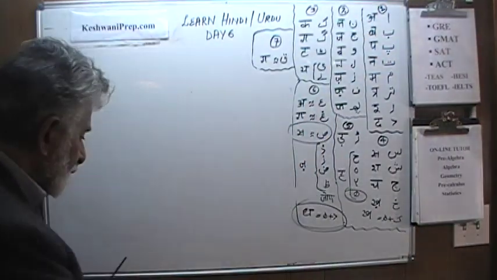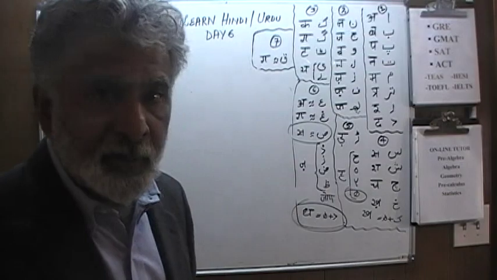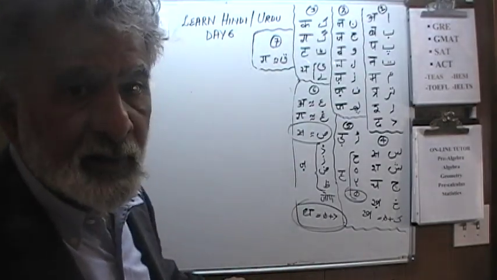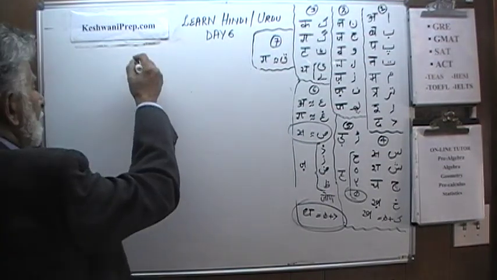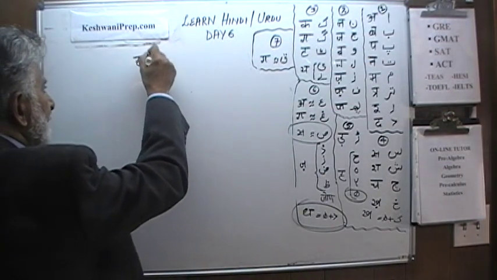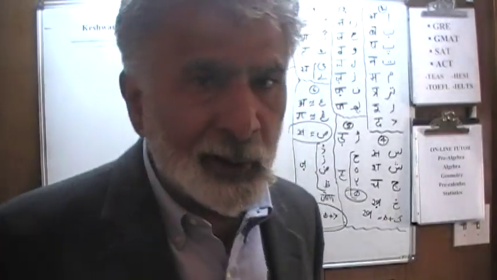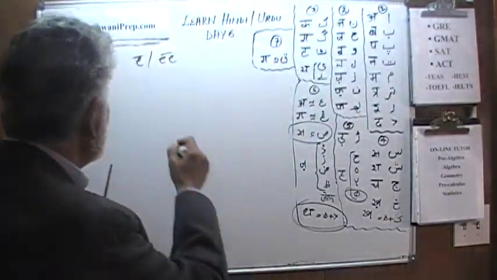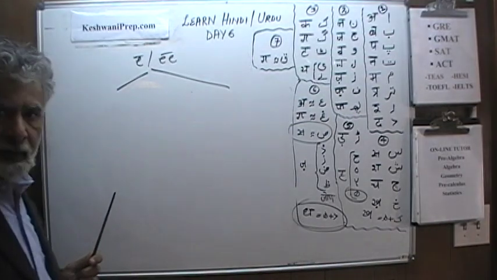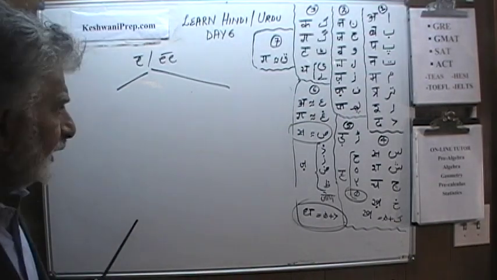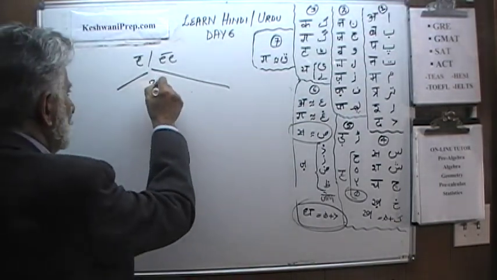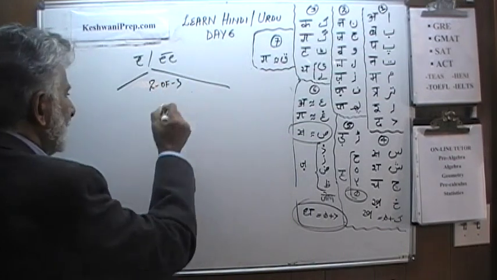Today, we're going to continue the topic that we started yesterday on day number 5, which deals with the concept of Iki Matra. As we learned yesterday, e makes two different sounds, short e and long e: choti iki matra and badi iki matra. Choti iki matra we learned yesterday. Today is part 2 of 3 on the topic.